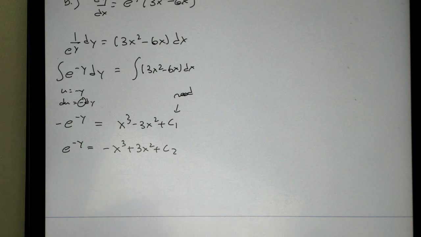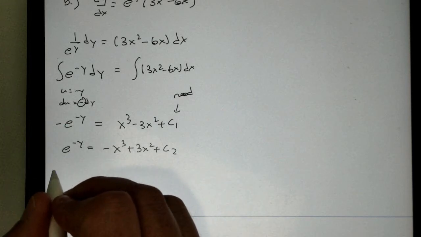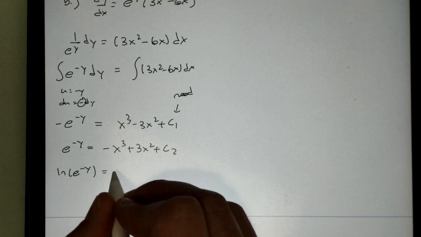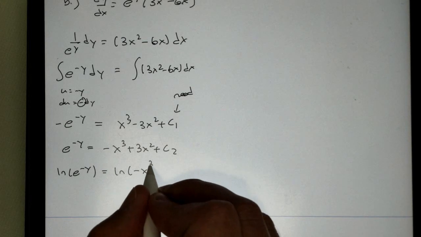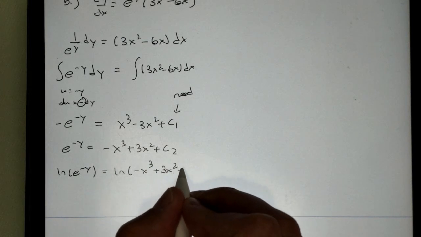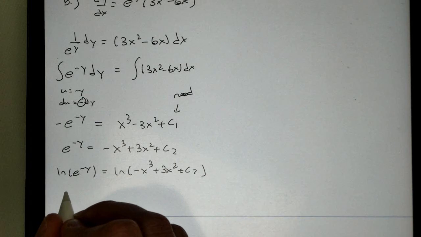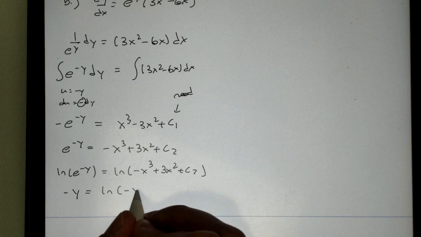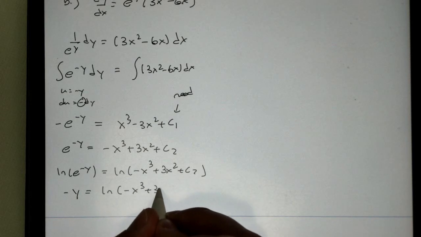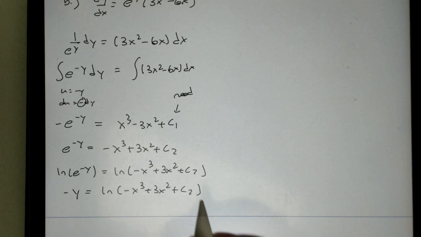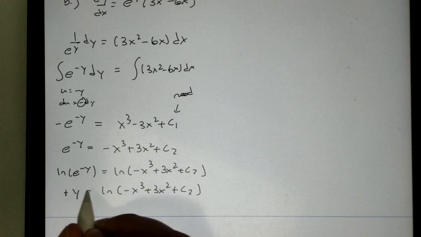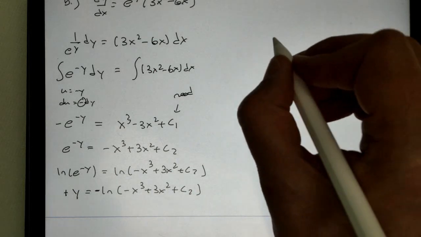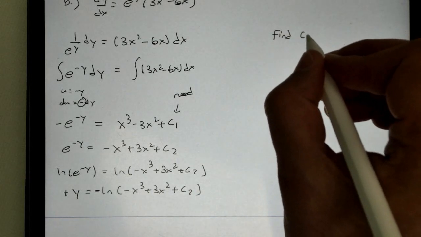And right now, I'm going to get rid of my exponential by taking the natural log of both sides. Natural log of e to the negative y equals natural log of negative x cubed plus 3x squared plus c2, which is going to give me negative y equals natural log of negative x cubed plus 3x squared plus c2. So at this point, now I have to find c2.